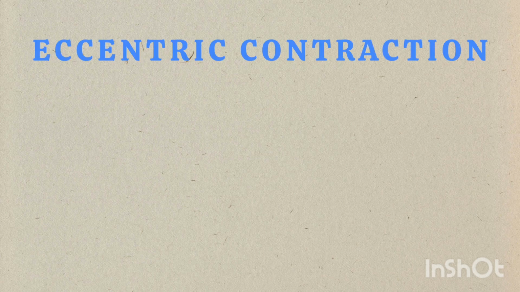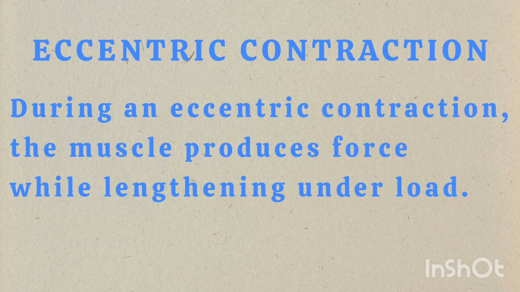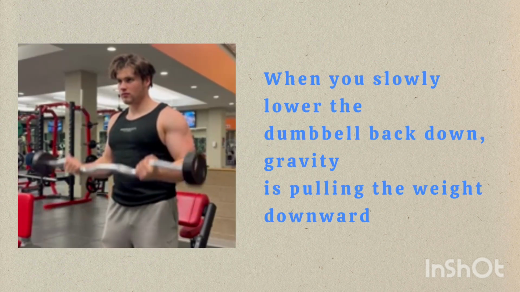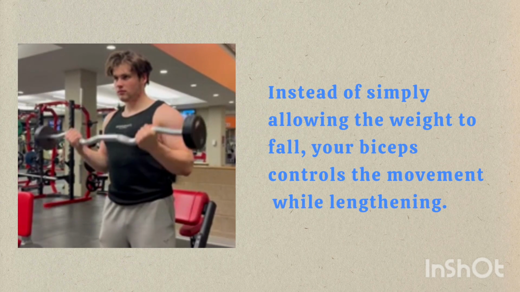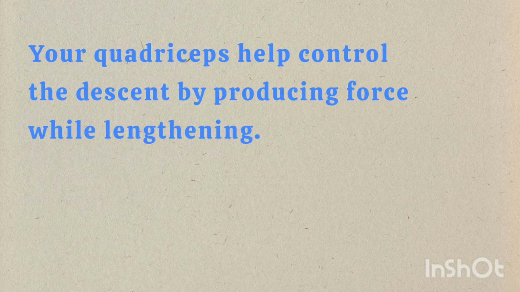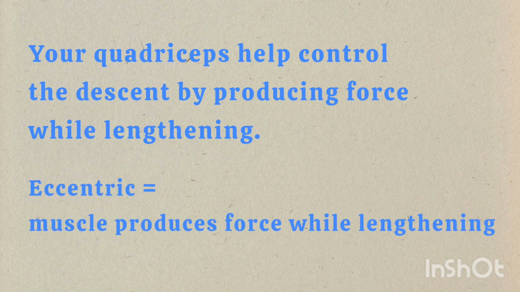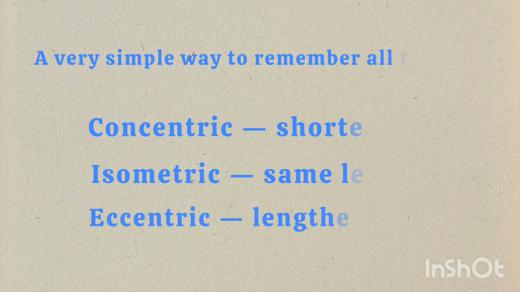Finally, we have the eccentric contraction. This is where things get interesting. During an eccentric contraction, the muscle produces force while lengthening under load. Take the same biceps curl as an example. When you slowly lower the dumbbell back down, gravity is pulling the weight downward. Instead of simply allowing the weight to fall, your biceps controls the movement while lengthening. That's an eccentric contraction. Another great example is walking downstairs. Your quadriceps help the descent by producing force while lengthening. So, eccentric is when the muscle produces force while lengthening. A simple way to remember all three: concentric is shortening, isometric is same length, eccentric is lengthening.